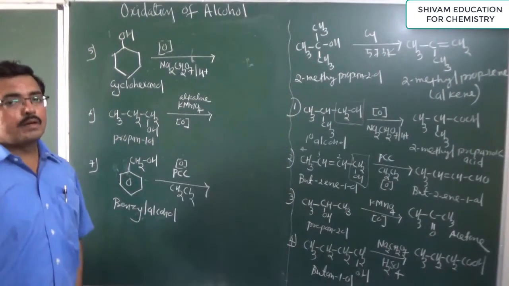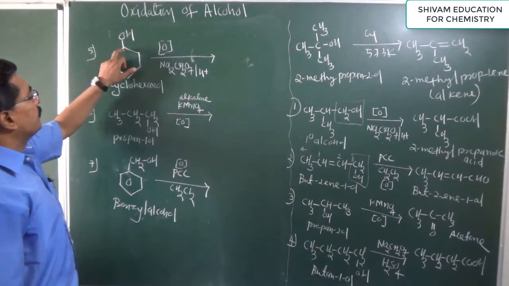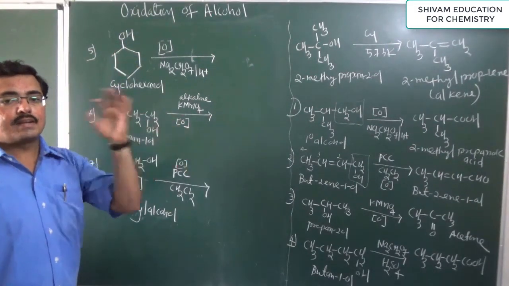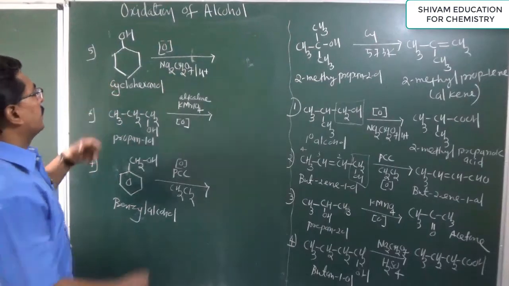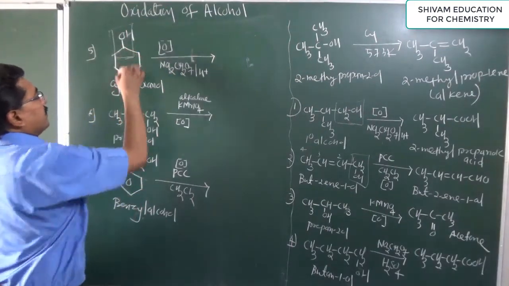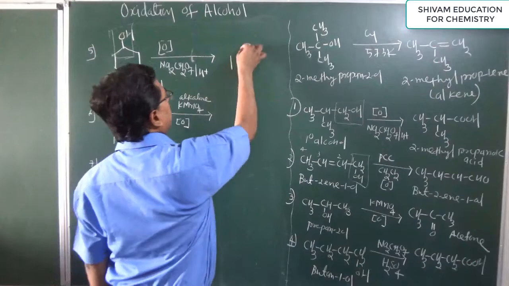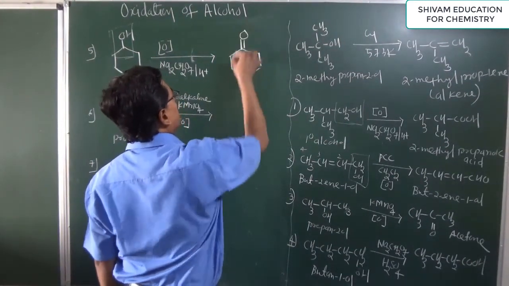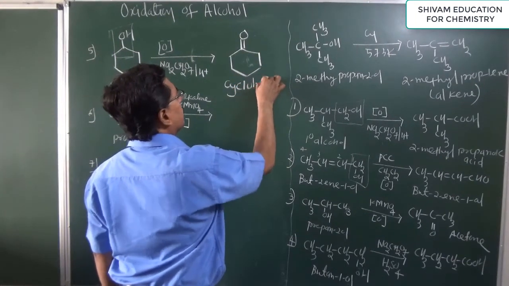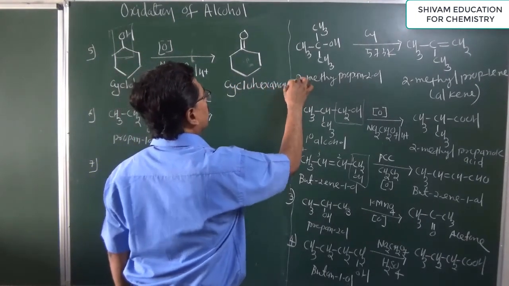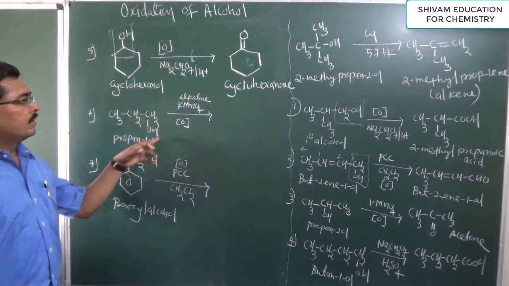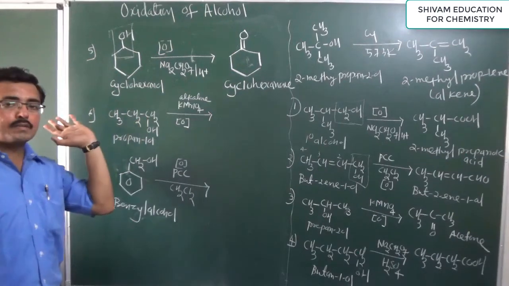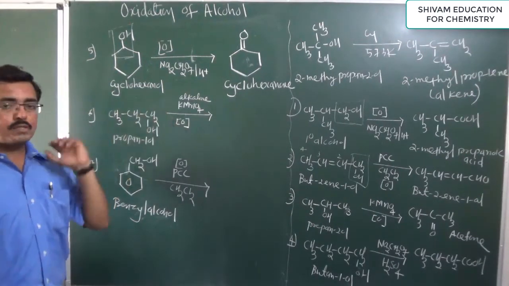Now structure number 5. Here the hydroxyl group containing carbon is attached with two other carbon atoms. So cyclohexanol is a secondary alcohol, and therefore a secondary alcohol on oxidation gives us a ketone. In the structure of this product, the carbon has a double bond with oxygen, and as a result we get cyclohexanone.